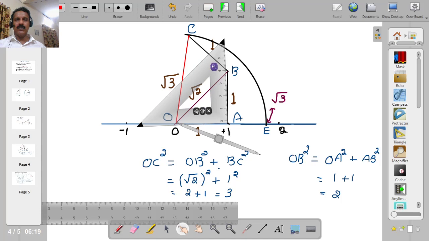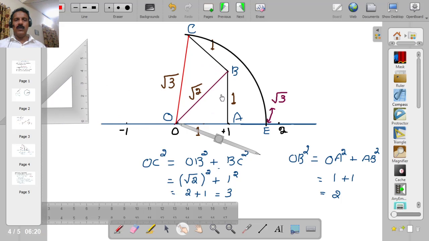We are going to draw a line perpendicular to the number line at point A and having length equal to 1 unit. You can see that the line segment AB is drawn perpendicular to the number line at point A. So B is the end point of the line segment which is drawn perpendicular to the number line at point A.